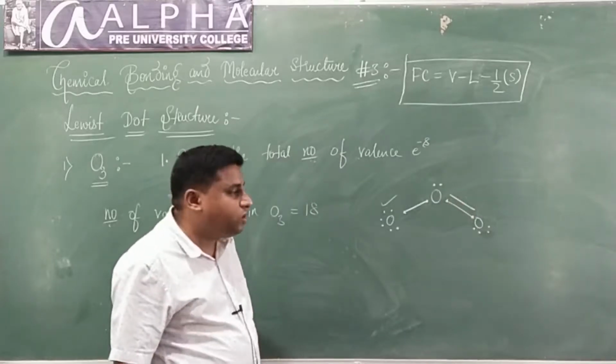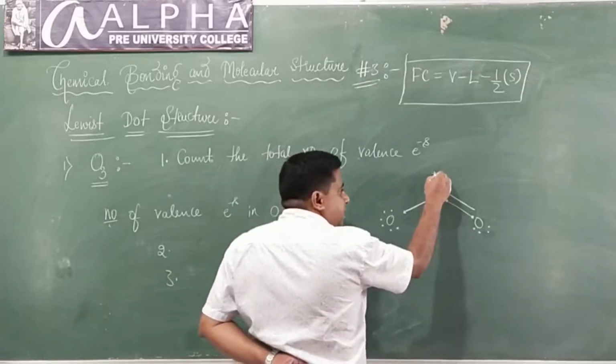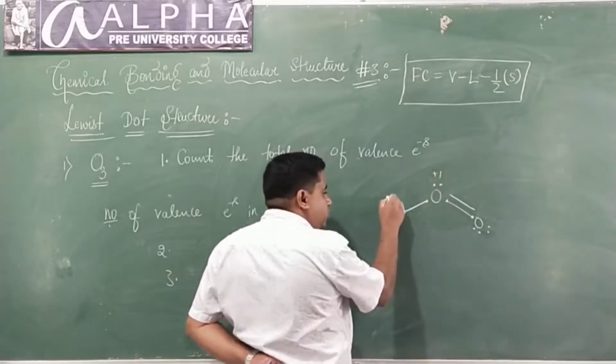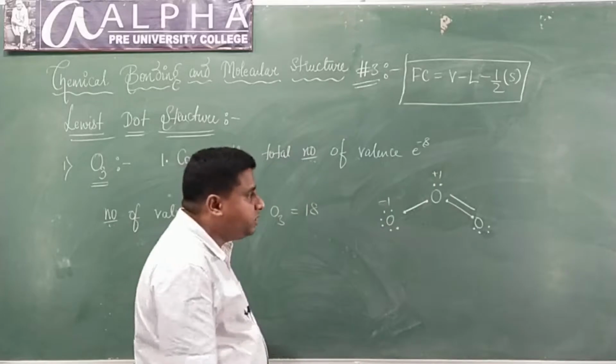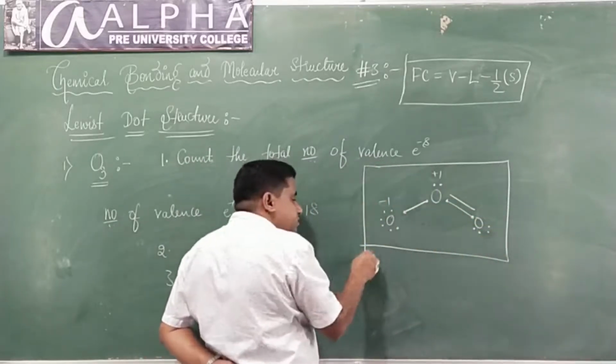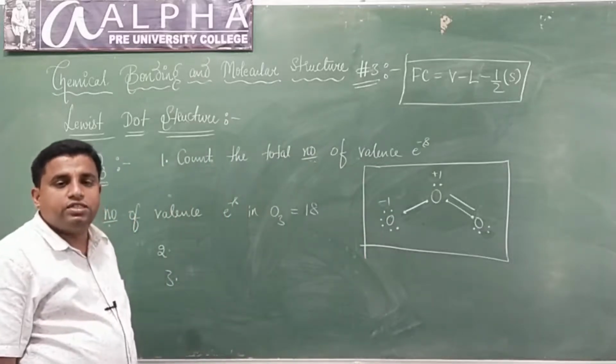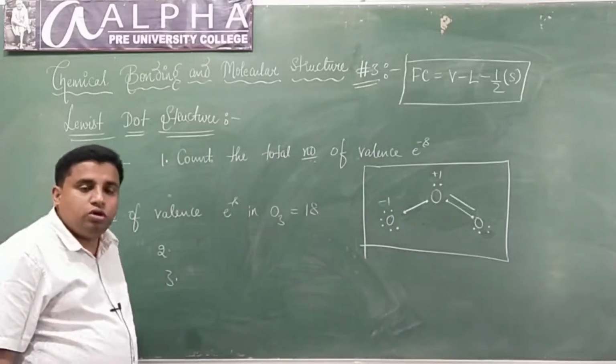Very simple. By the way, we have calculated the formal charge also. This oxygen will have +1 charge and this oxygen will have -1 charge. Well, this is the Lewis dot structure of ozone molecule.